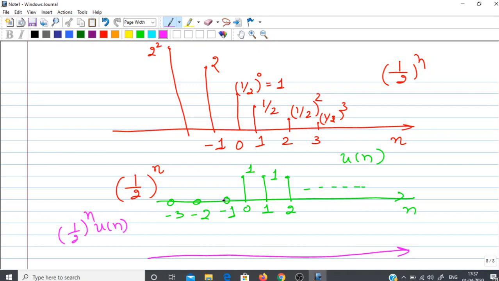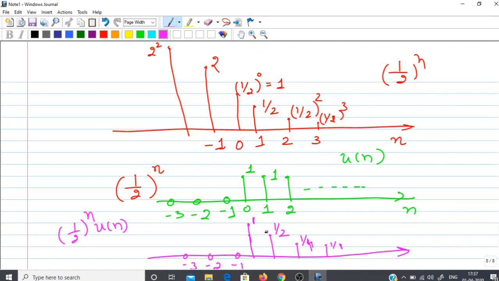So as we have seen, on the negative side this product would be what? 0. So at minus 1 it is 0, at minus 2 it is 0, at minus 3 it is 0. But what about this product on the positive side? At n equals 0 the value would be 1. At n equals 1, the value would be 1 into half, which is half. At n equal to 2, it would be half squared into 1, that is 1 by 4, then 1 by 8, and so on, and exponentially it will become 0.